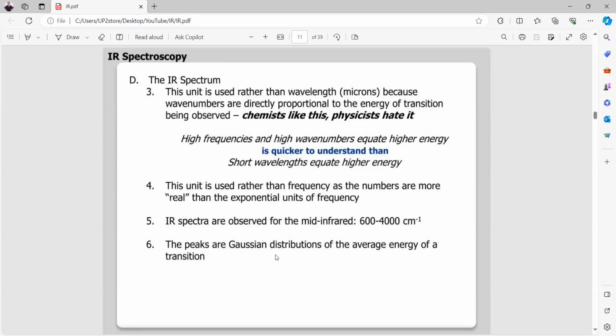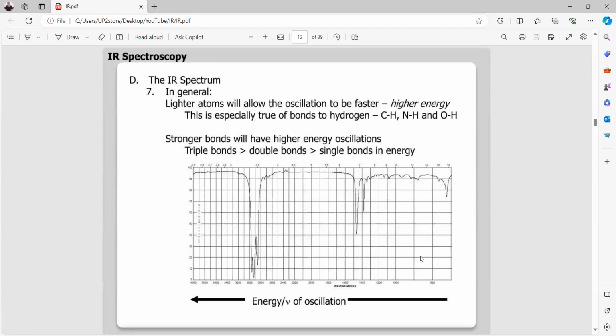The peaks are Gaussian distributions for the average energy of a transition. In general, light atoms will allow the oscillation to be faster, higher energy. This is especially true of bonds to hydrogen: CH, NH, and OH. Stronger bonds will have higher energy oscillations, so triple bonds are higher in energy than double bonds, which are higher than single bonds, as you can see in this chart.